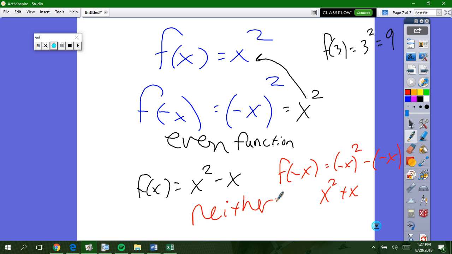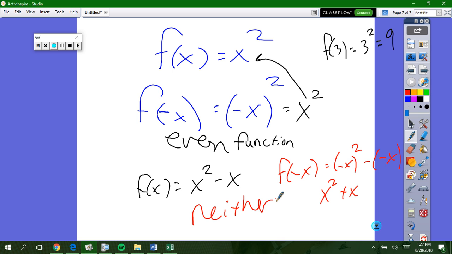Can anybody else think of something that if I replace it with a negative x, it comes back to be the same thing? Another function maybe we've already studied. X to the 4th, yes, that would be great. Anything with an even power by itself, that'd be awesome.